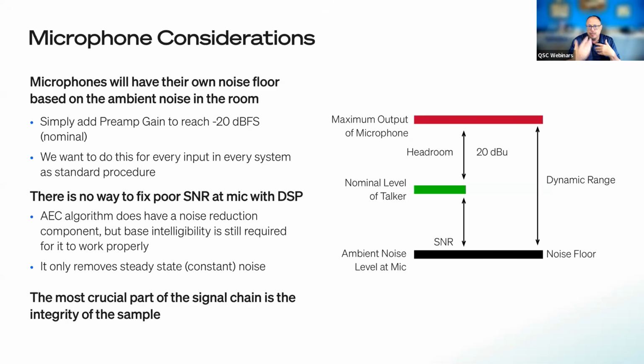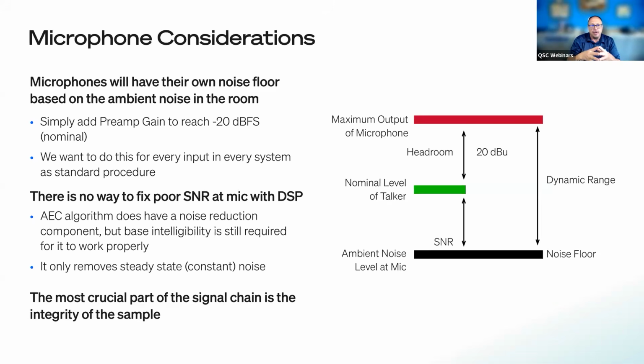So essentially you're having someone just talk into a microphone at a normal level and a normal distance. And you want to do that for every single microphone input. There's no way to fix poor signal to noise ratio at the mic with the DSP, right? So if there's just too much room noise, the AEC algorithm does have a noise reduction, but that noise reduction is really for steady state noise.